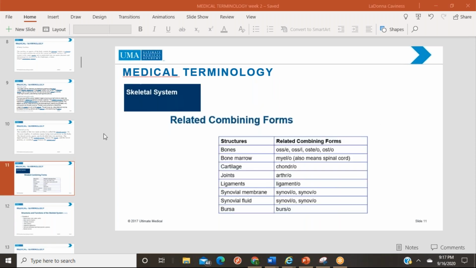All right, let's talk a little bit about the skeletal system. These are related combining forms. So these are examples of combining forms related to the bones, the bone marrow, cartilage, joints, ligaments, synovial membrane, synovial fluid, and the bursa.